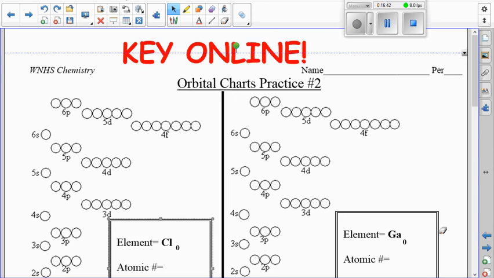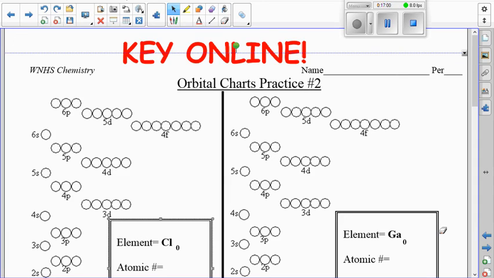Virtual people, once you knock out that Monday quiz, you guys can go ahead and get out of here. Live and virtual folks, once you knock out that quiz, work on orbital charts practice number 2. The answer key to today's spell work and this worksheet right here are both in the Monday folder.